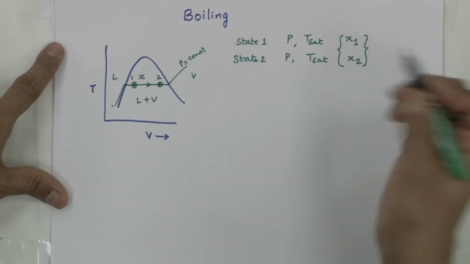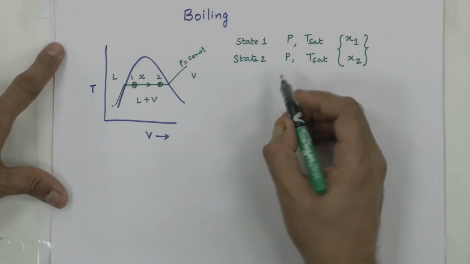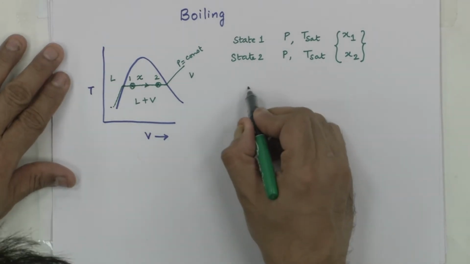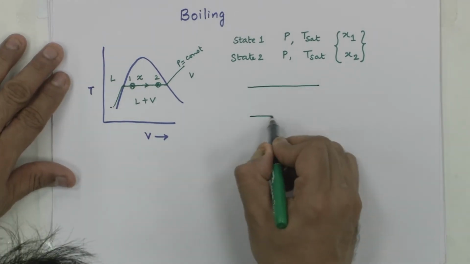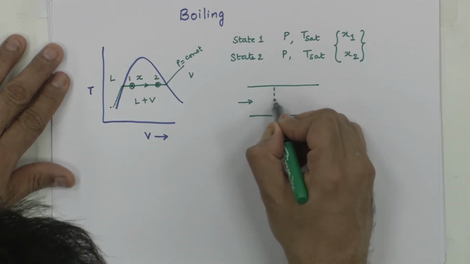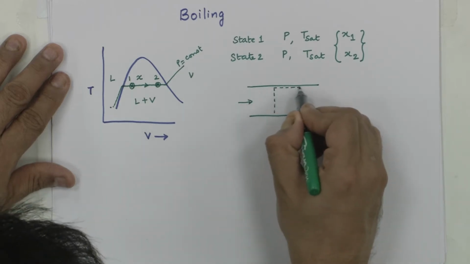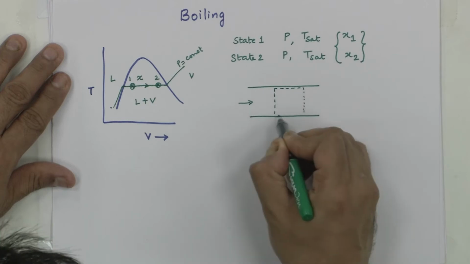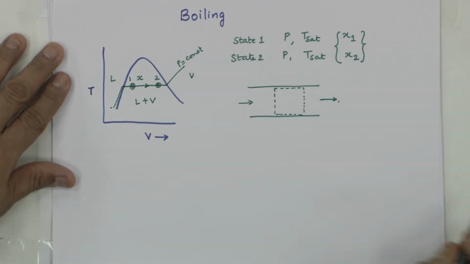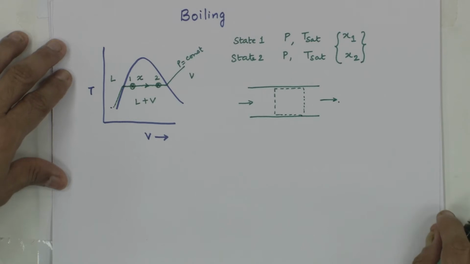So, we all know this. If you take a small control volume, all of us know what a control volume is. If this is a pipe through which liquid is flowing, and this is a control volume, by which I mean a region fixed in the flow field through which all the activity is happening, and you are going to just see it.